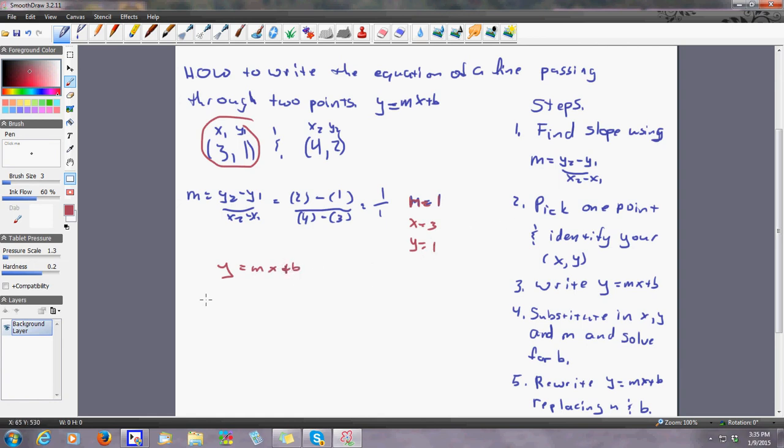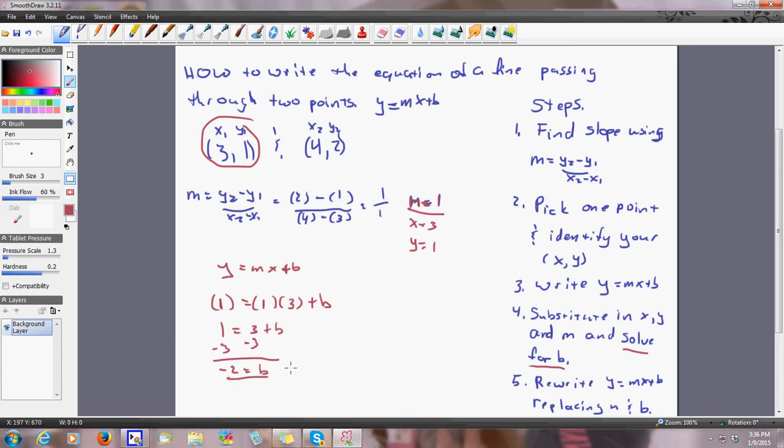Now what I do is I substitute in the numbers. And the only number I don't have is b. So I'm going to say y is 1, m is 1, x is 3 plus b. And now I'm going to solve for b. That's where I am right now. So I say 1 equals 1 times 3 is 3 plus b. I subtract 3 from both sides, and I get a negative 2 equals b. My final step is I rewrite y equals mx plus b, replacing the m and the b with their constants. So it's going to be y equals 1x, but you don't have to write 1x, plus b.